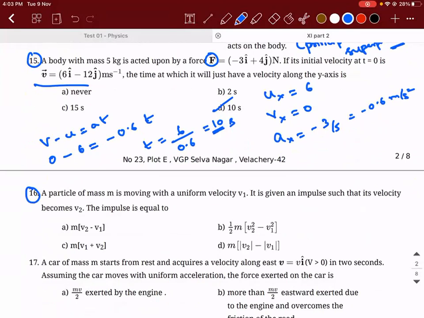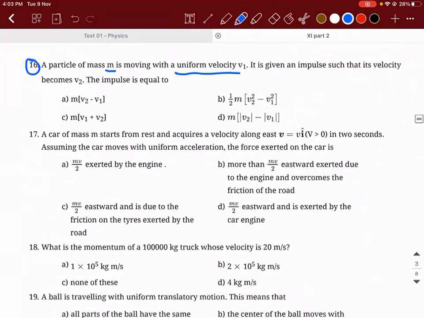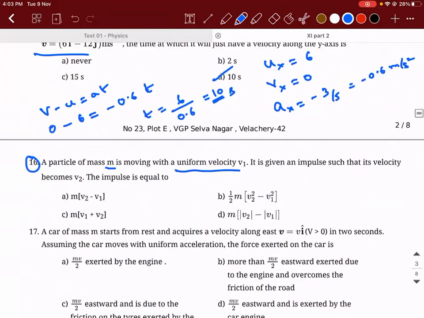There is a particle of mass m which is moving with a uniform velocity v1. It is given an impulse such that its velocity becomes v2. The impulse is equal to, we know the formula for impulse. There are two things. One is force into time, or impulse is also called the change in momentum. What is the answer then? Option A. That's right.